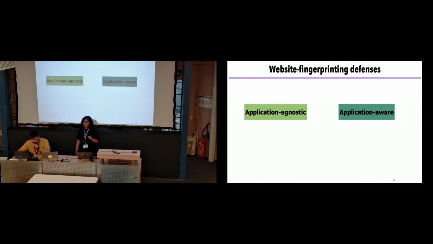Now, if you look at defenses, we can broadly categorize these defenses into two. One are application agnostic defenses, which is just using padding or timing without any information on the website that the defense is meant to protect. And then you have the other category of defenses, which is application aware, where you need some information about the website, like the sizes or the types of resources or the ordering, in order to tailor the defense based on the website that it's protecting. So we first looked at application agnostic defenses.